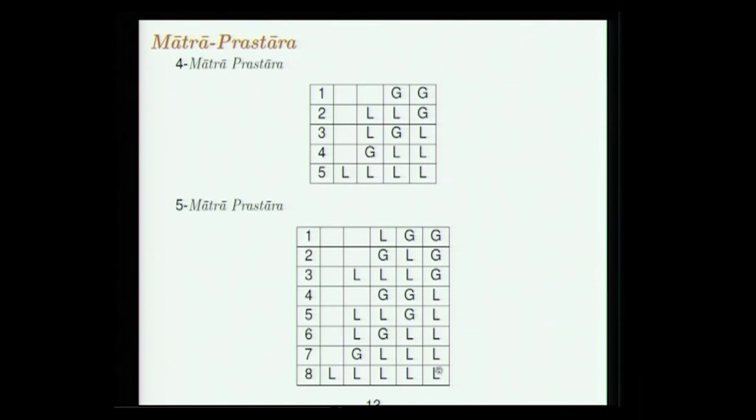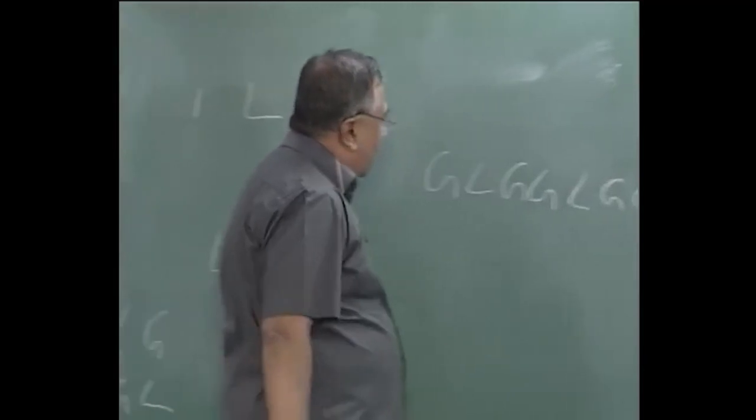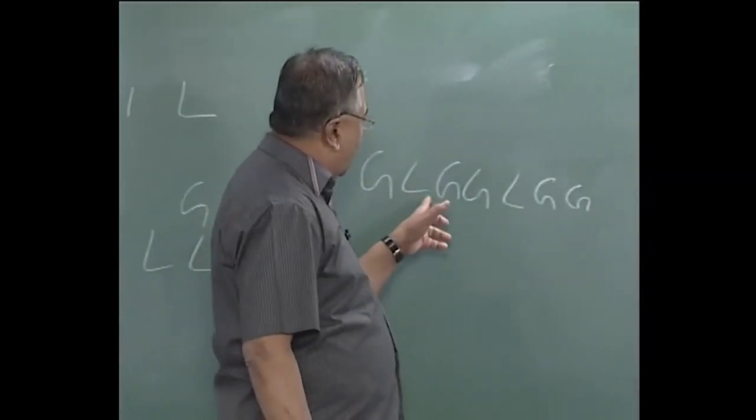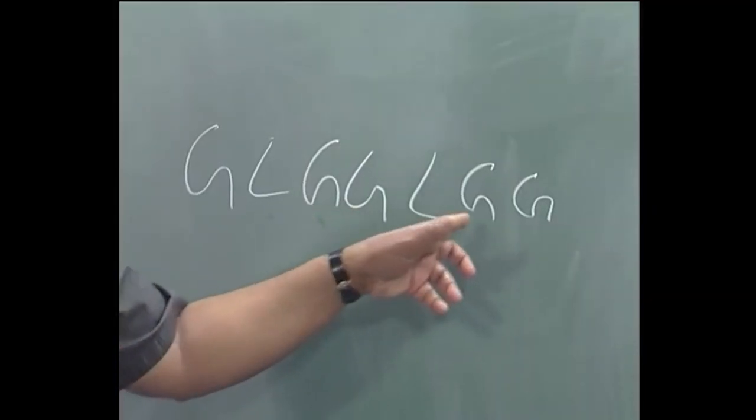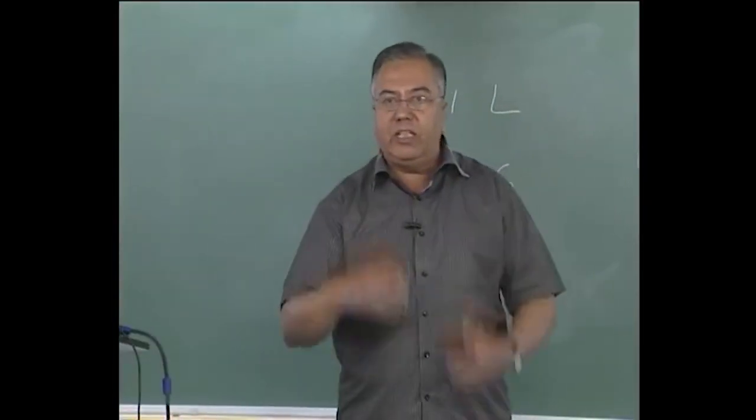So, 5 matra vritta prastara, similarly, so we can take something. Suppose you had some row like this, GLGG, LGG, something like this. How many matras are there? 2 plus 1, 3, 5, 7, 8, 10, 12. This is in the prastara of the 12 matra vrittas.